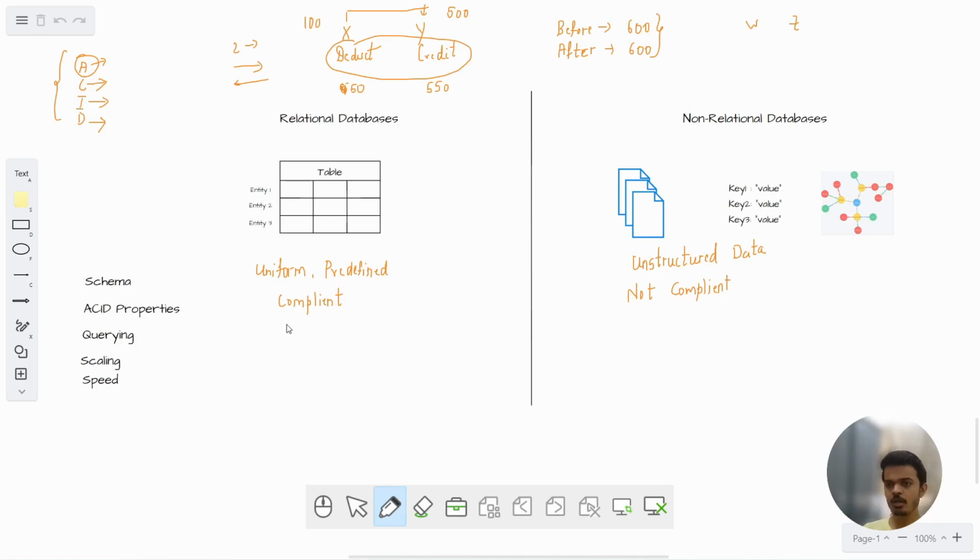Then comes the third parameter, that is querying. Relational databases can handle very complex queries. There could be multiple tables or multiple relations in the database, and you can apply very complex, very big queries on relational databases very easily. But this is not the case with non-relational databases. Non-relational databases do not perform very well on very complex queries. So whenever you have complex queries in your database, you can go with relational databases.